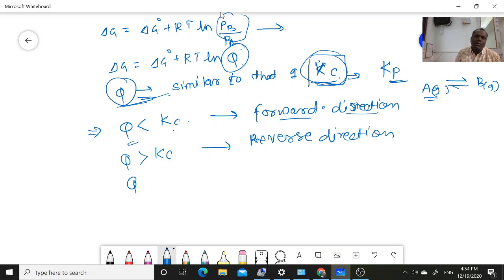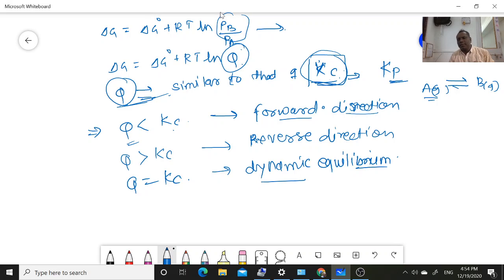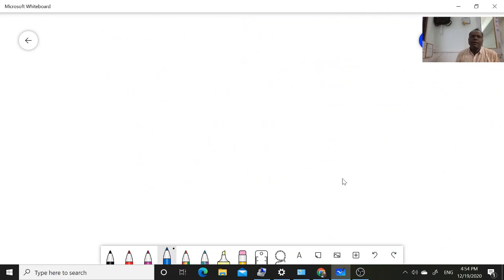If Q is equal to Kc or Kp, in that case the reaction is at dynamic equilibrium. The reaction neither proceeds in the forward direction nor in the reverse direction. A similar case holds for gaseous reactant molecules, where instead of Kc we write the Kp value. Now we will see a real example: the formation of ammonia gas in the Haber process.